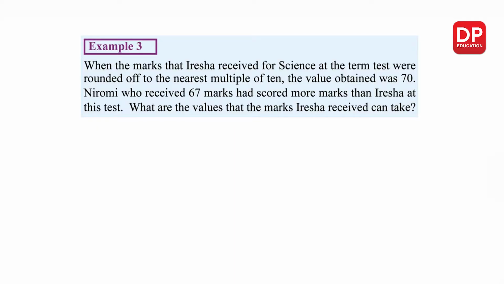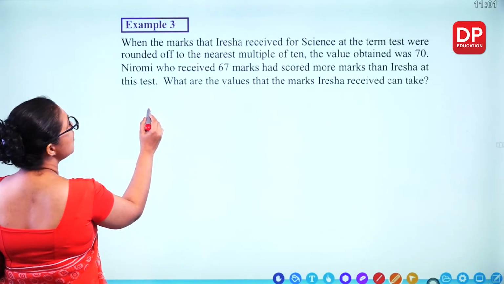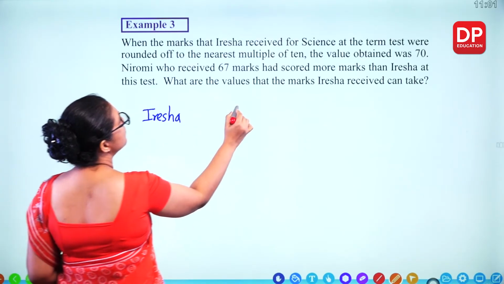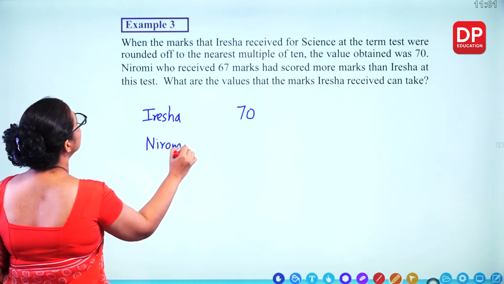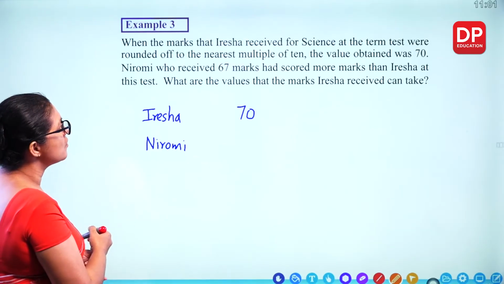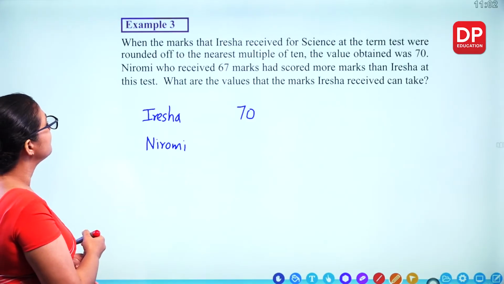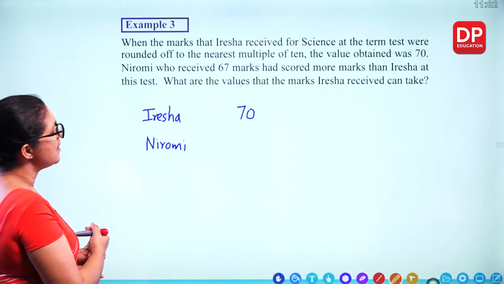Example number 3. When the marks that Erasure received for science at the term test were rounded off to the nearest multiple of 10, the value obtained was 70. Niromi, I'll write that down. So it's Erasure, rounded value is 70. Then Niromi, who received 67 marks, had scored more marks than Erasure at this test. What are the values that the marks Erasure received can take?